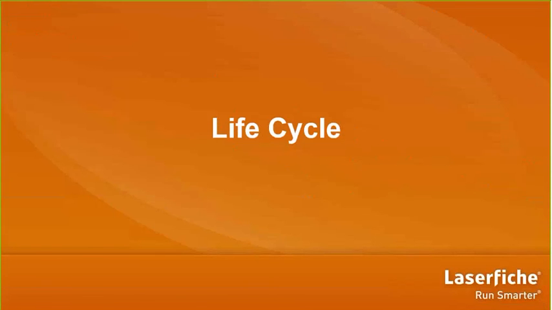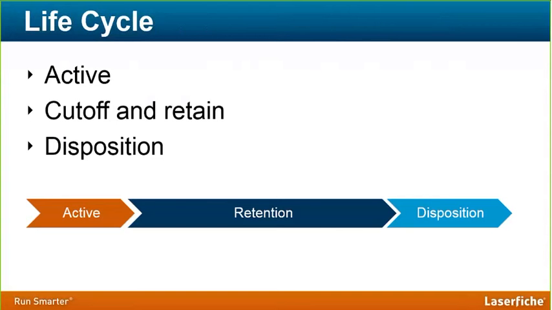So now I'm going to be going over what the life cycle of a record actually is going to look like within Laserfiche. So each record has a life cycle. This is the record's movement from creation to disposition. So from creation to whenever you're going to get rid of that record. This life cycle has 3 phases.